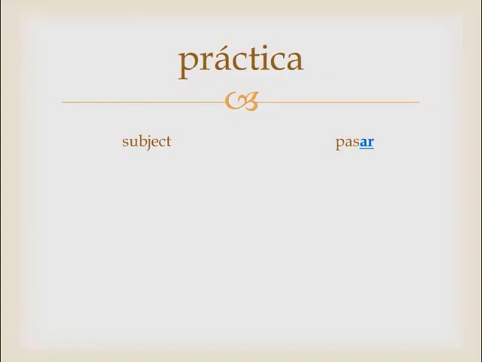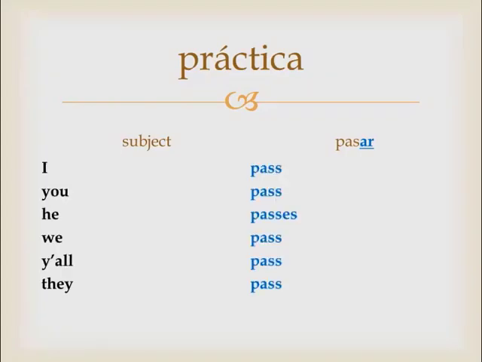This one I want you to do on your own. To pass, the subjects in English are I, you, he, we, y'all, and they. And in English it would be I pass the test, you pass the test, he passes the car on the highway, etc. Take this verb and put it into Spanish for me. Both the subjects on the left and the verbs on the right with the proper endings. Take a second and do that. I'll give you 20 seconds to conjugate this verb by writing out the subjects on the left and the verb correctly conjugated on the right.